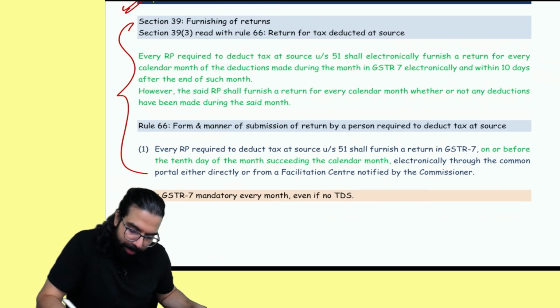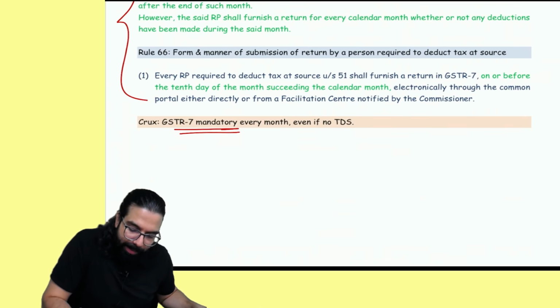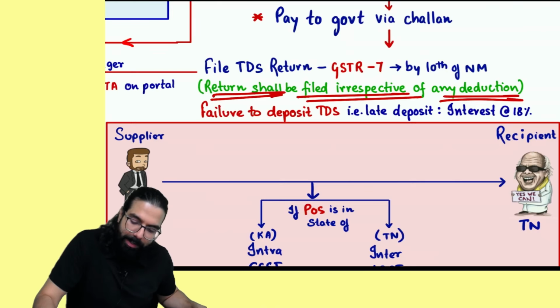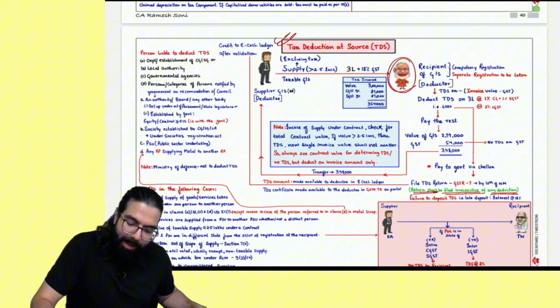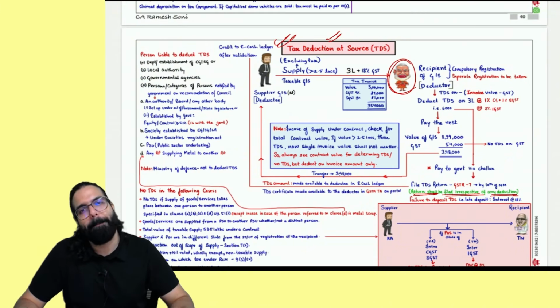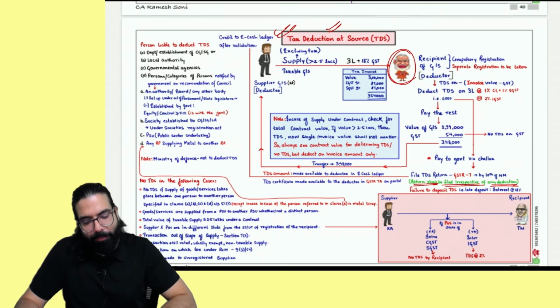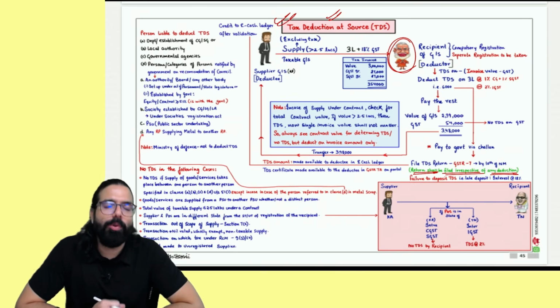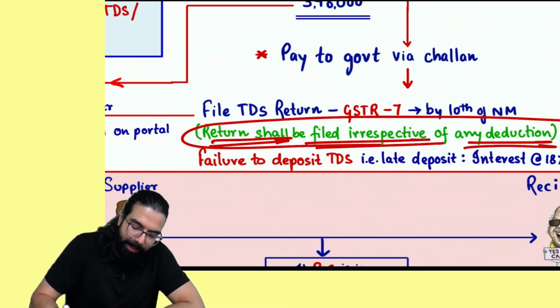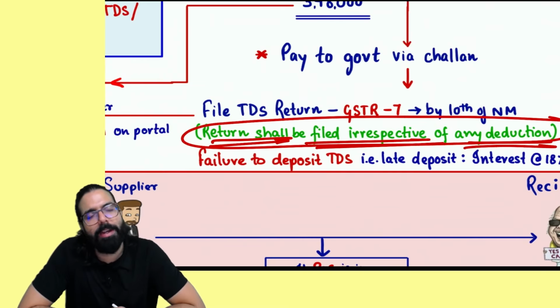GSTR 7 has to be filed every month, even if there is no TDS. Remember one thing, a TDS deductor deducting TDS, they have to go ahead and file GSTR 7 even if there is no TDS which is deducted. Earlier, this was not there. Earlier, it was required to be filed only in the case of deduction.